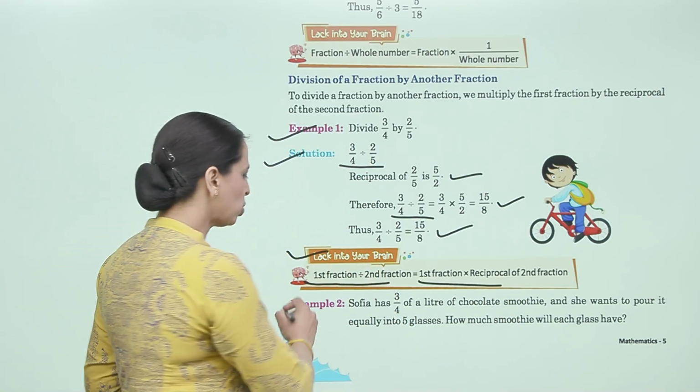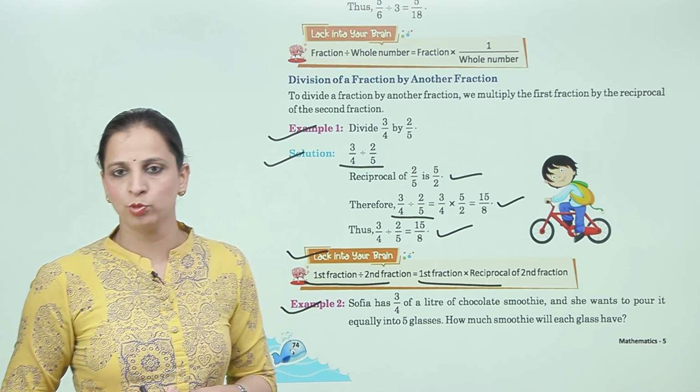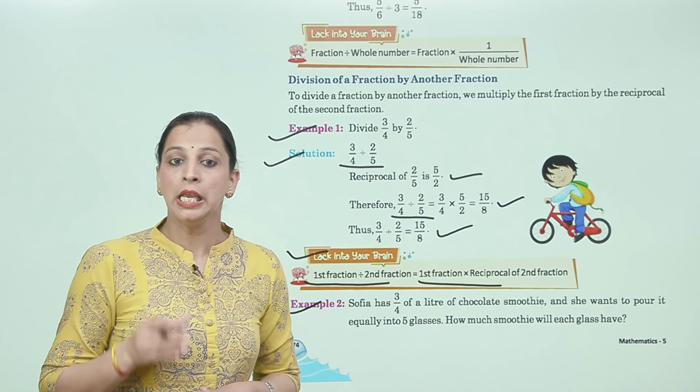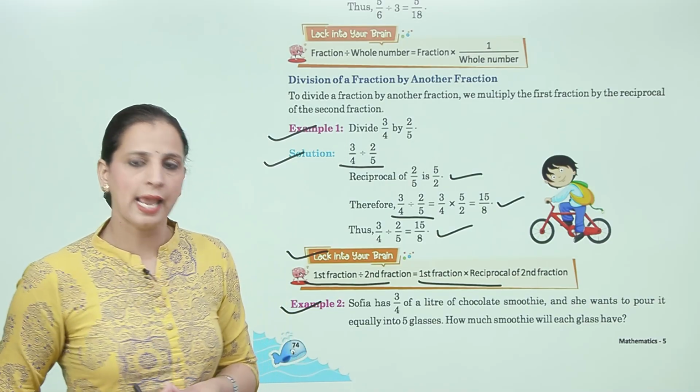Now example 2. Sophia has 3/4 of a liter of chocolate smoothie and she wants to pour it equally into 5 glasses. How much smoothie will each glass have?